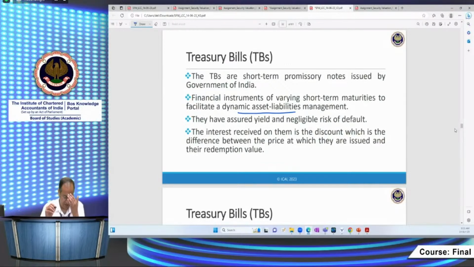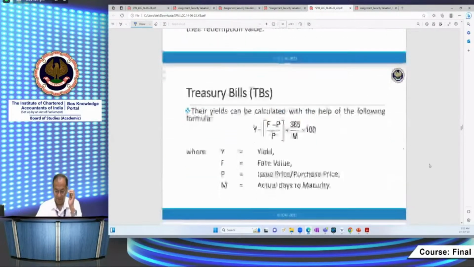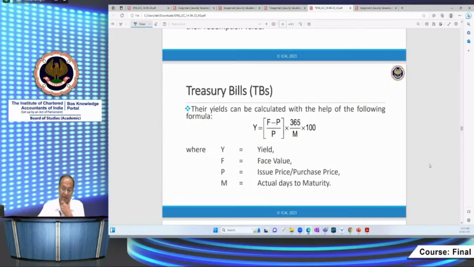Now, a very important feature of money market instruments is that these are issued at a discounted value. Most of the money market instruments are issued at a discounted value and they are redeemed at face value. That's why we can calculate the yield with the help of the following formula: (face value minus issue price or purchase price) divided by purchase price, into 365 upon M, where M is the actual days of maturity. What is the major difference between bond valuation and valuation of money market instruments? In bond valuation, normally the discounting is done with the YTM. Here, nothing is specially done for discounting; normally we calculate the yield. So this is a major difference.